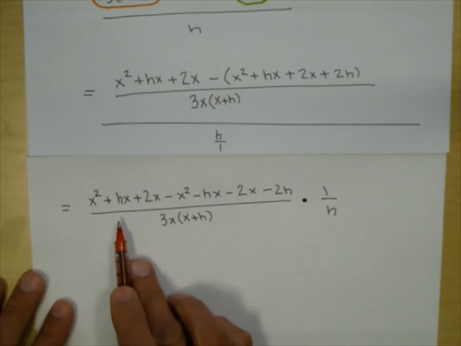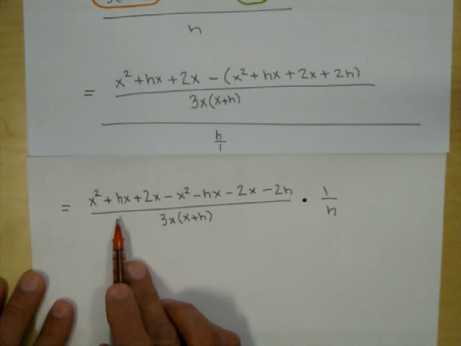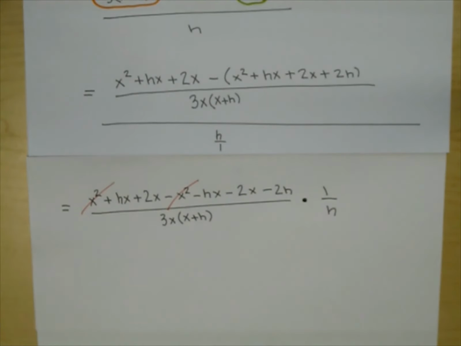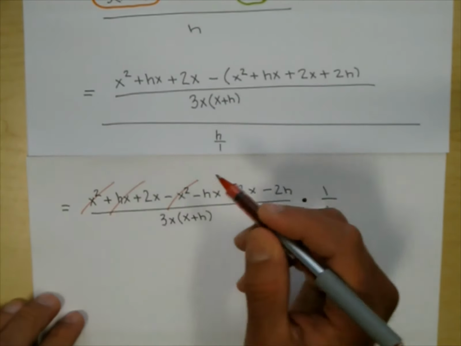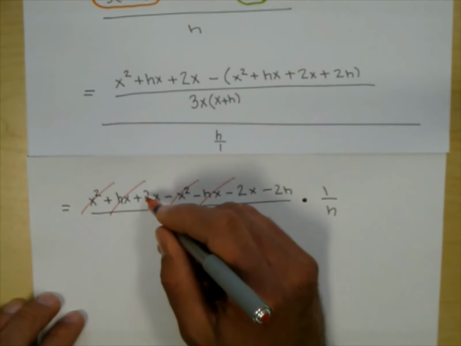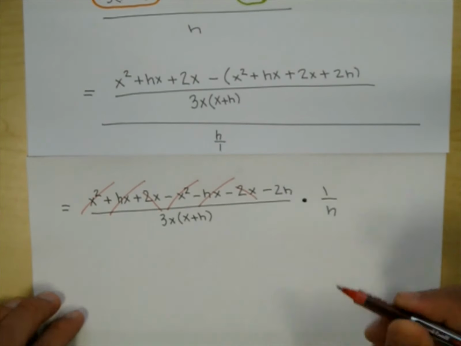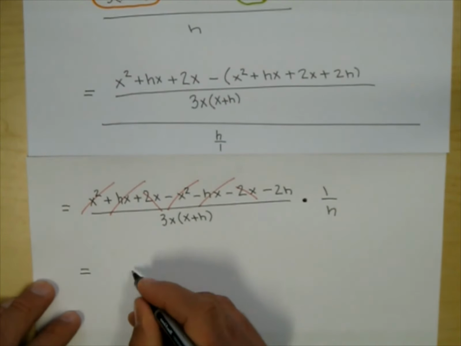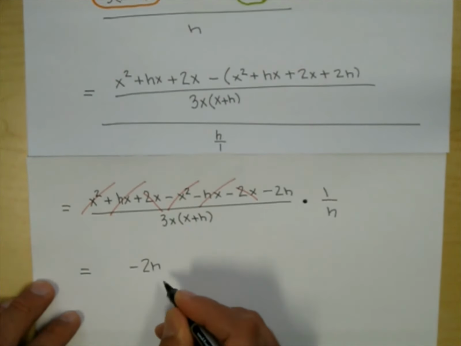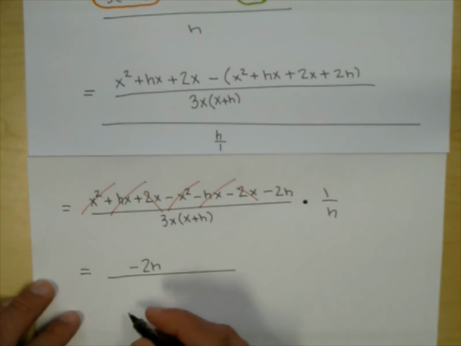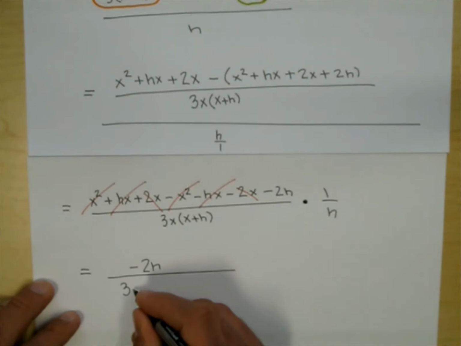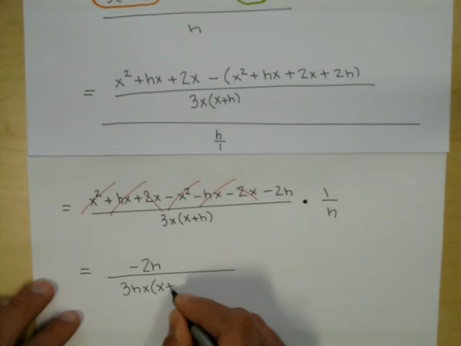Now on the top here, we end up getting a lot of things going away, like the x squared, negative x squared, and what else? The hx and the negative hx, and the 2x and the negative 2x. So on the top, we have just what? A negative 2h. And on the bottom we have 3. I'll throw the h in between the 3 and the x. So 3h times x plus h.